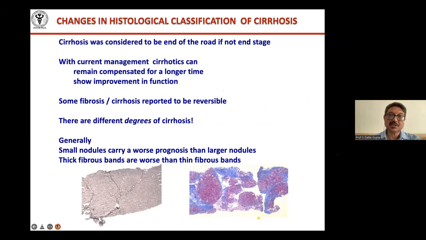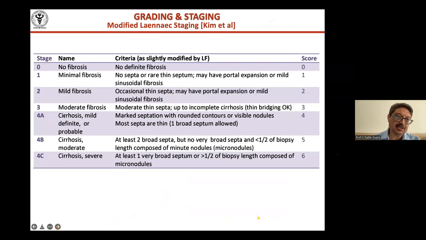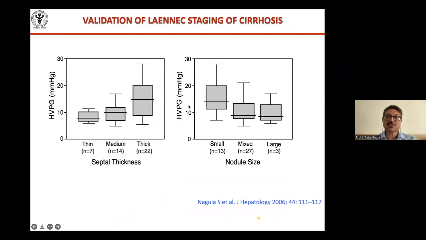Please remember, cirrhosis is not the end stage. It is now known that if you have thin fibers with large nodules, it is better. Thin fibers have a better prognosis, thick fibers a worse prognosis. Small nodules carry a worse prognosis than larger nodules. Cirrhosis can be subclassified into 4A, 4B, 4C, depending on the nodule size, and this has been correlated with your hepatic venous pressure gradient, if you use 10 as the cutoff. There is a very good correlation between thin septa and small nodules, large nodules and thick septa. So that can be included in the diagnosis.